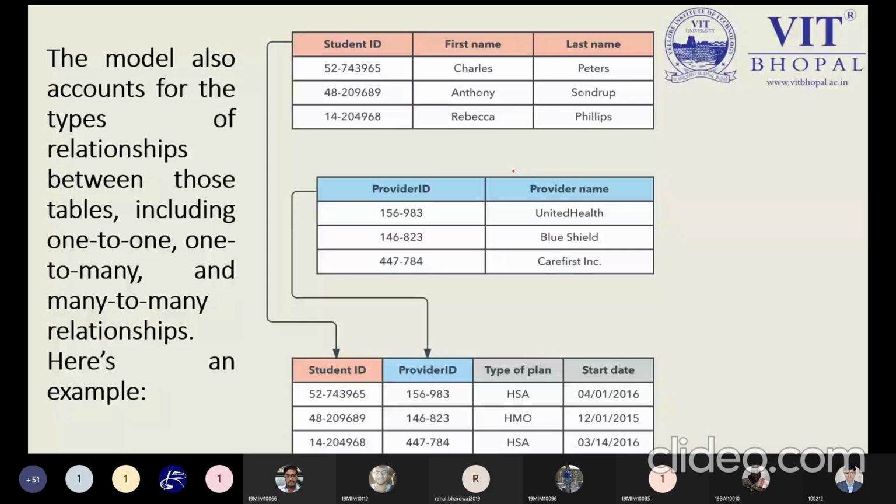So what is the relationship between the student and provider? Here we have the student relation, and another we have the provider. What is the relationship between the student and provider? You can see student ID and provider ID I am putting over here, and type of the plan, and start date. So this will be another table which keeps the information about the student ID and provider ID.